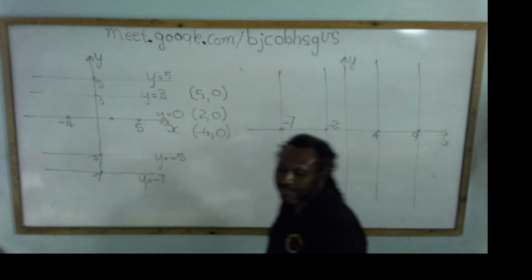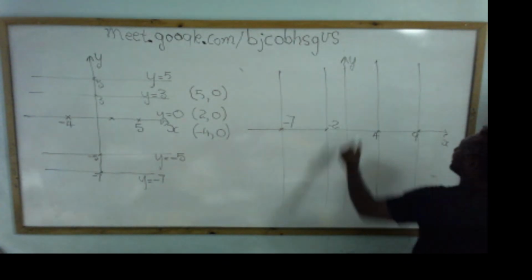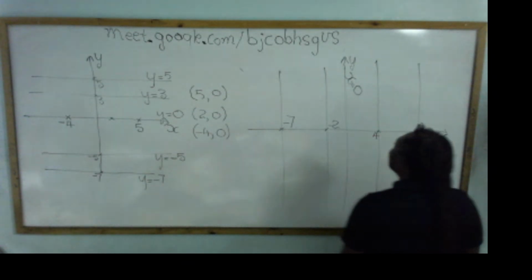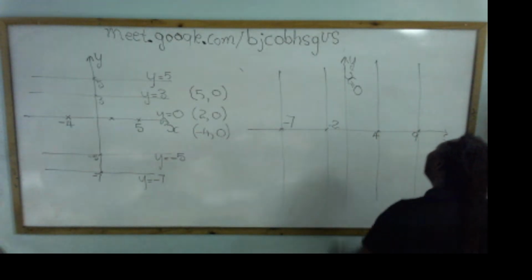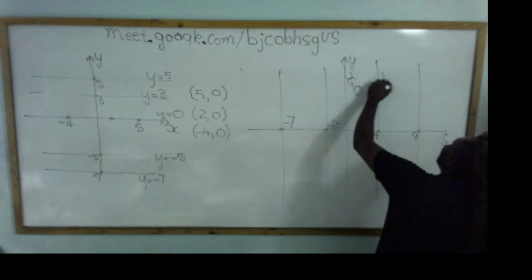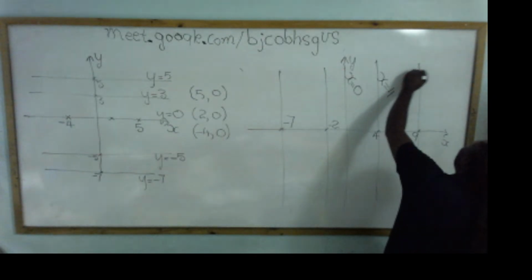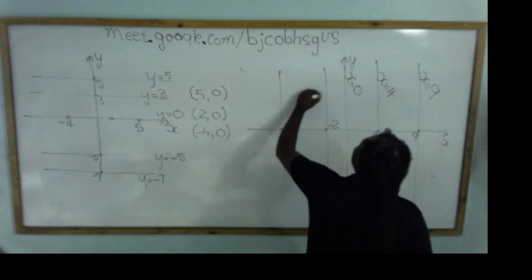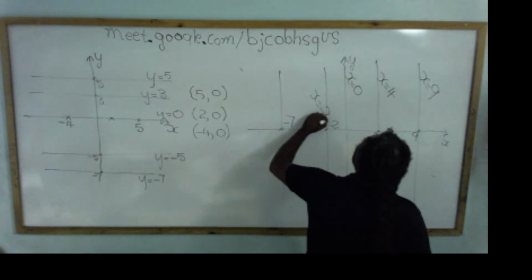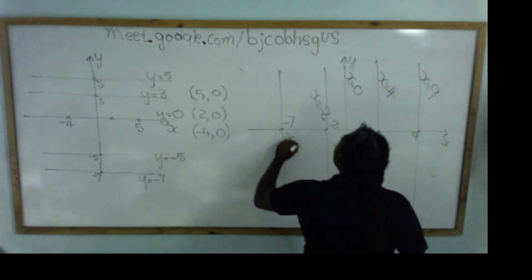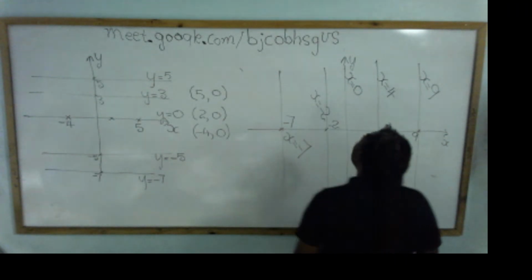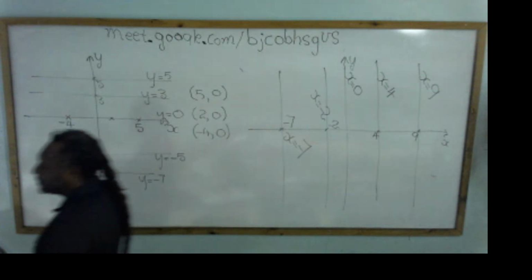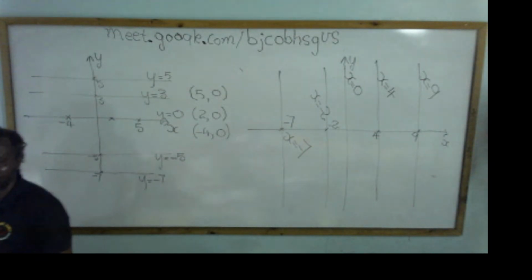So the y-axis will have equation x is equal to 0. And of course the others, this one will be x is equal to 4. This one is x is equal to 9. And this one is x is equal to negative 2. And this one is x is equal to negative 7. So those are the lines and how they are related to each other.